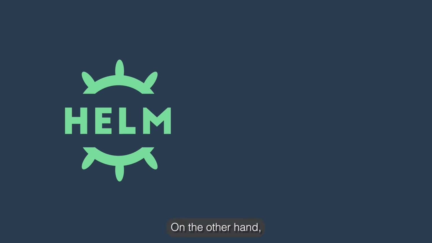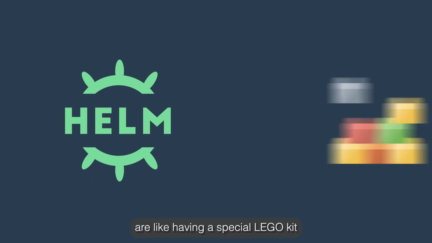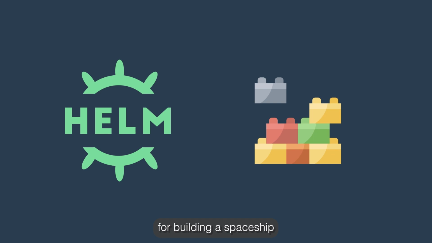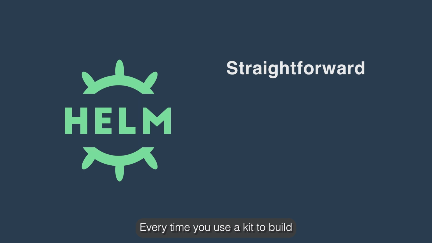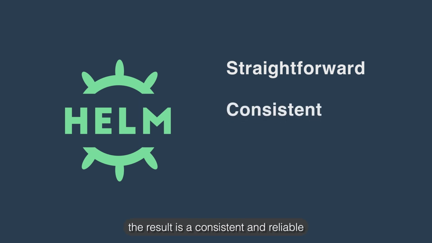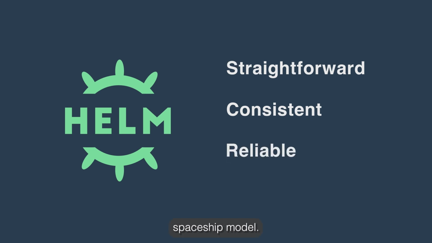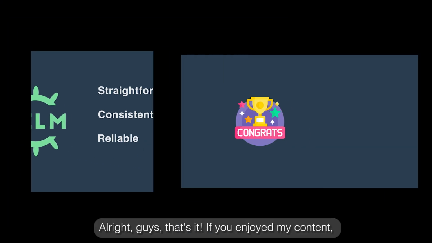Helm charts, on the other hand, are like having a special Lego kit for building a special ship. This kit already includes the right pieces and a guide on how to assemble them, making the task so much more straightforward. Every time you use a kit to build a spaceship, the result is a consistent and reliable spaceship model. Helm takes care of managing this kit, ensuring you don't have to worry about losing the pieces or missing an instruction. Alright guys, that's it.